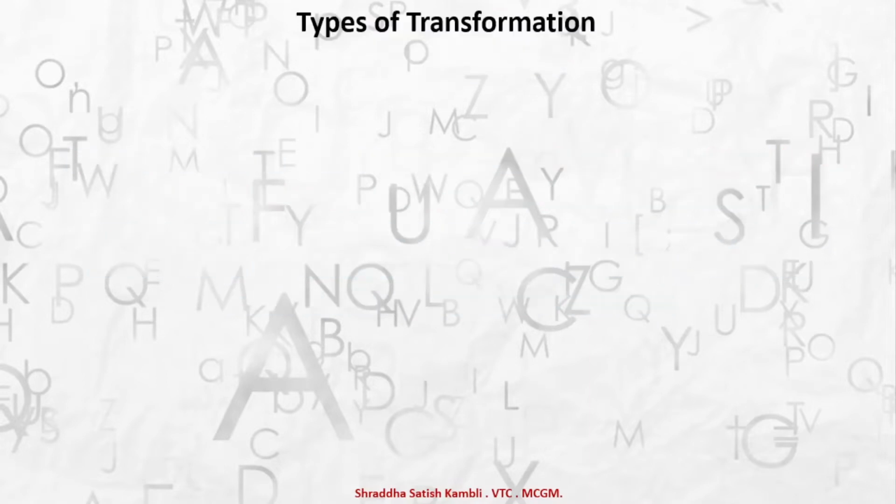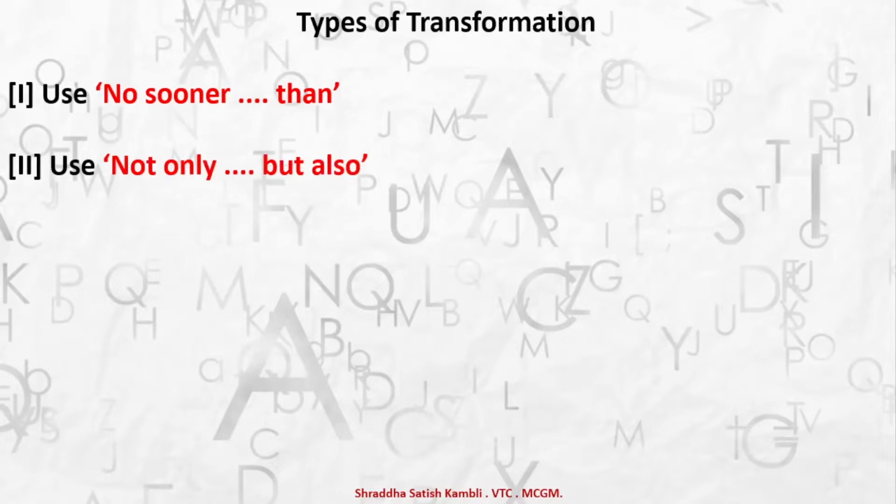Now, how do you actually do the transformation? What are the different types of transformation which are done? You can use "no sooner than" in a sentence where there is no "no sooner than" previously written. There is a particular sentence where this phrase is not there in it, but you can make use of this phrase "no sooner than". Then you can use "not only but also". If there is no "not only" and "but also", you can add "not only" and "but also" and transform the sentence. But at the same time, the meaning should not change. That is most important. Keep it underlined somewhere at the back of your head.